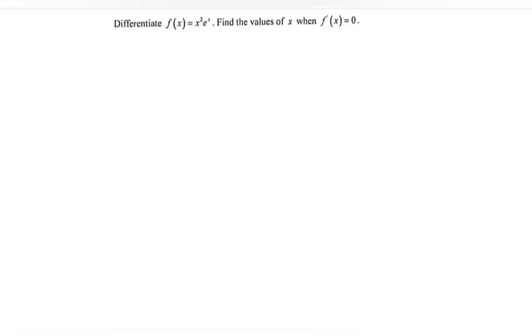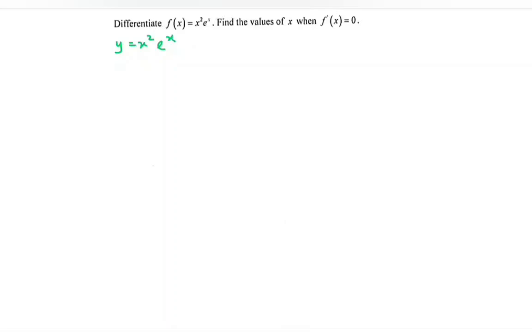Hello everyone, in this video I'm going to discuss the example for differentiation. Kindly refer to the question, differentiate the f(x) where we have the situation, let's say y is equal to x squared multiplied with the exponent x. Find the value of x when the f prime x is equal to 0.